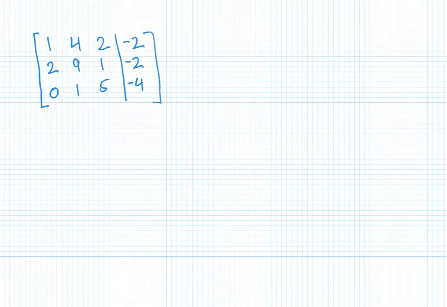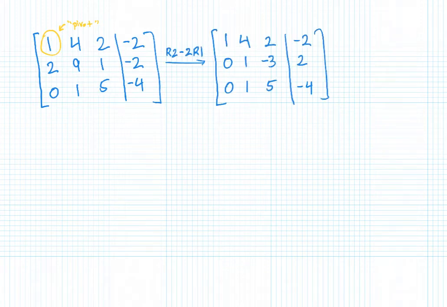So the first thing I'm going to observe is that there's a 1 here in the first entry of the first row, which I can use to eliminate the non-zero entries in the same column as the 1. The role that this 1 is playing is important enough that it has a special name, and we call it a pivot. So to use the pivot, I'm going to subtract 2 times row 1 from row 2. And when I do this, row 1 stays the same, and row 2 changes. So the new row 2 is 2 minus 2 is 0, 9 minus 8 is 1, 1 minus 4 is minus 3, and then minus 2 minus minus 4 is 2.